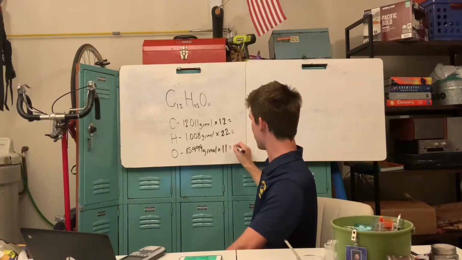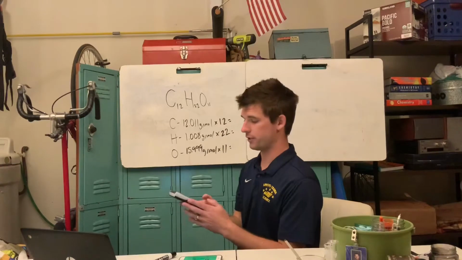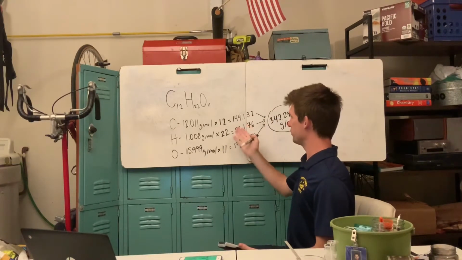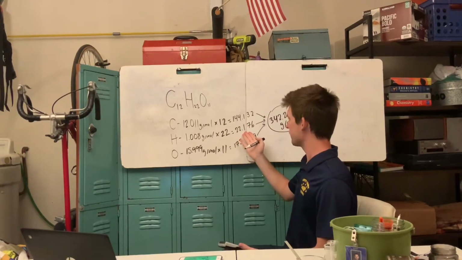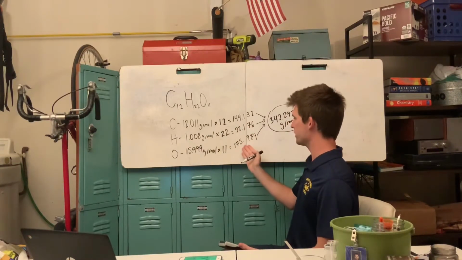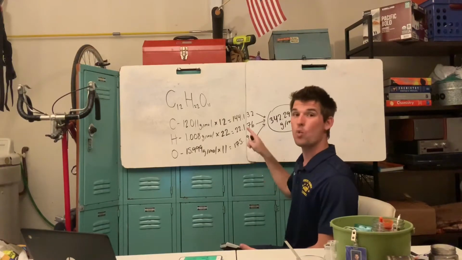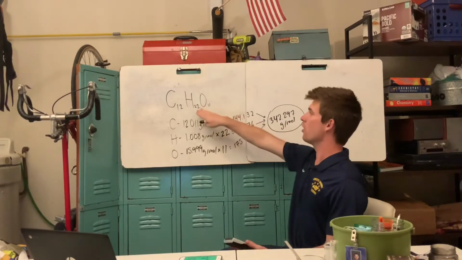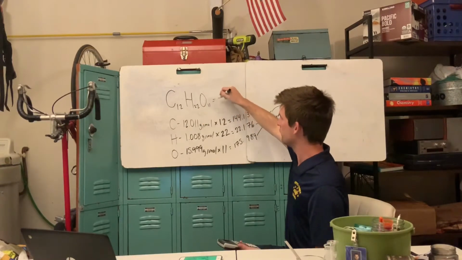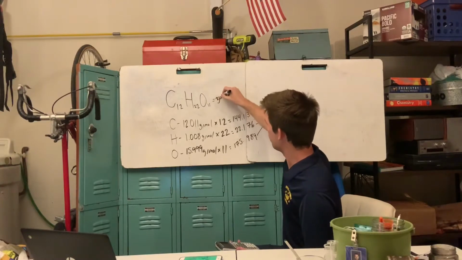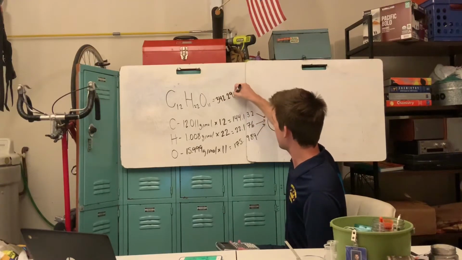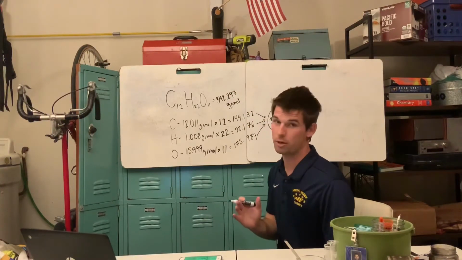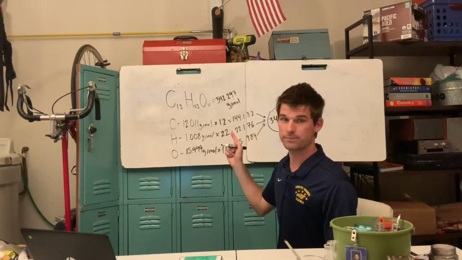And if we do the math, I'm going to use my calculator, we're going to get 144.132 for carbon, 22.176 for hydrogen, and for oxygen, 175.989. Then we add those three numbers together to get the molar mass of the whole compound. So the molar mass of sucrose is 342.297 grams per mole. Don't forget your units, or I'll be grumpy. You always remember your units.